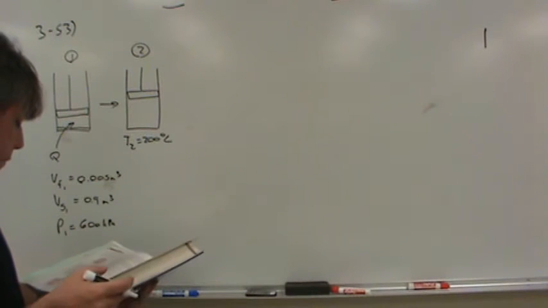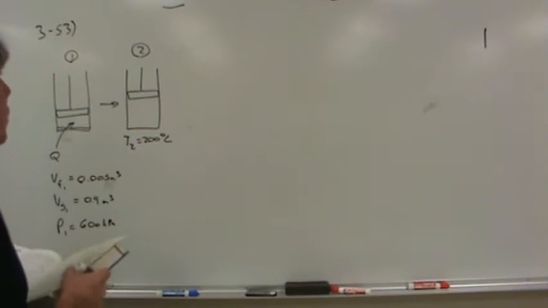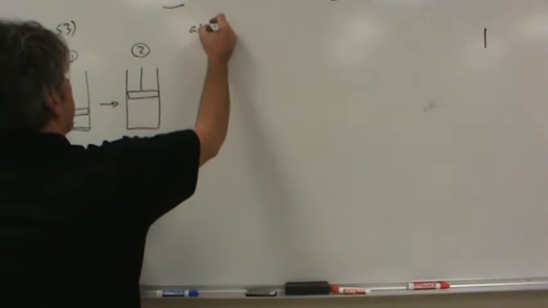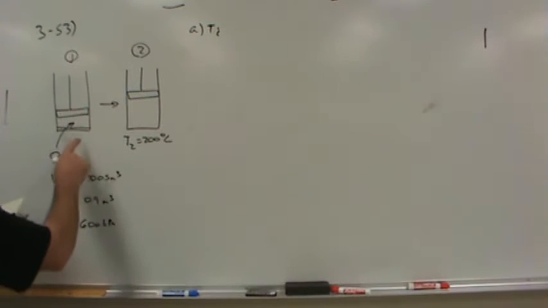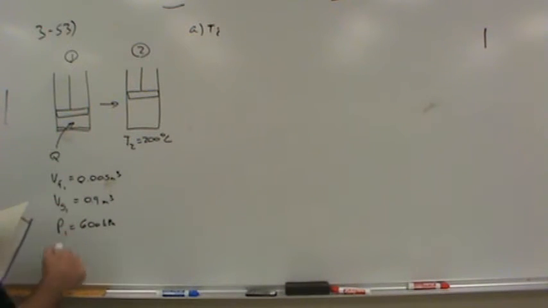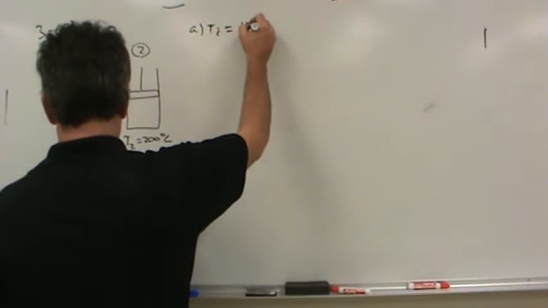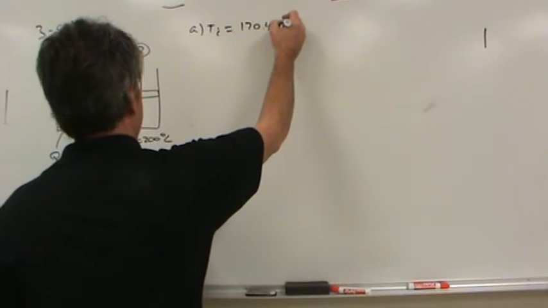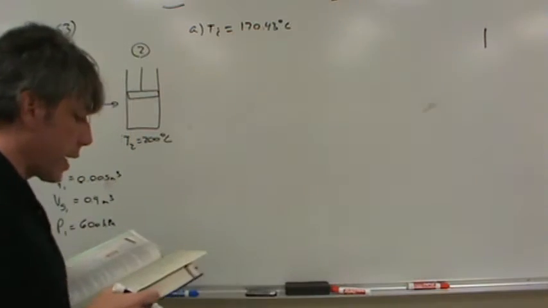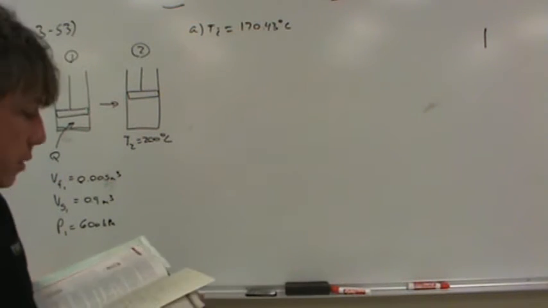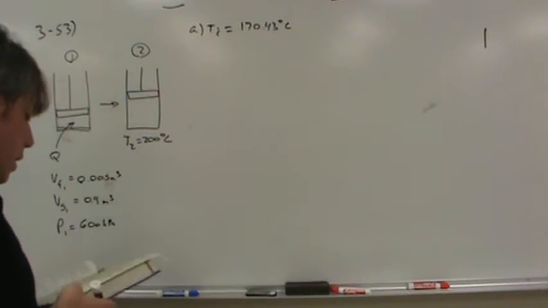The first thing we're supposed to find is the initial temperature of the water. Let's attack that first. If we have water in the liquid and vapor phase in equilibrium with one another, then all we need to do is look up the saturation temperature at 600 kilopascals. When you do that, you'll find that it's 170.43 degrees Celsius. That's table A5 in the back of your book, and that's just the initial temperature.